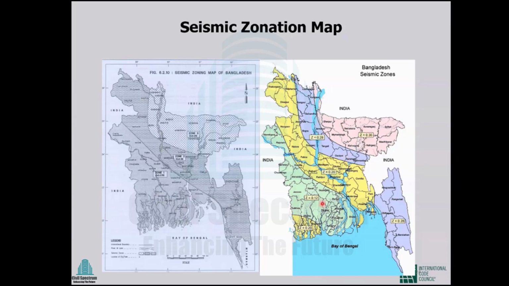Now you can ask, is the zonation arbitrary? No. There have been background studies. This has been proposed basically by Professor Tahmeed Malik Al-Hussaini. He worked on this. He did probabilistic seismic hazard assessment, PSHA, and then this was derived.